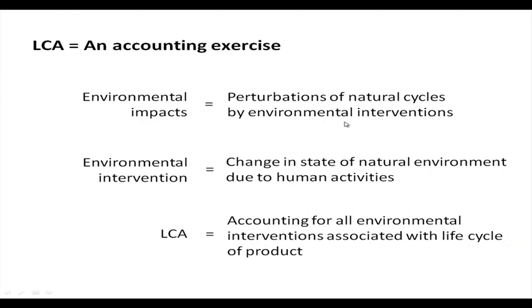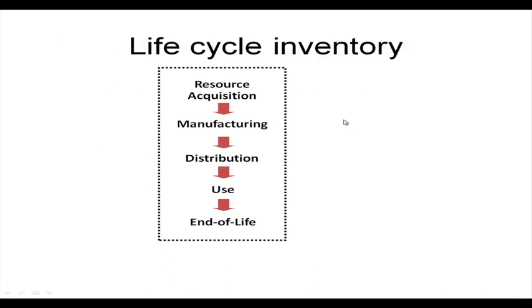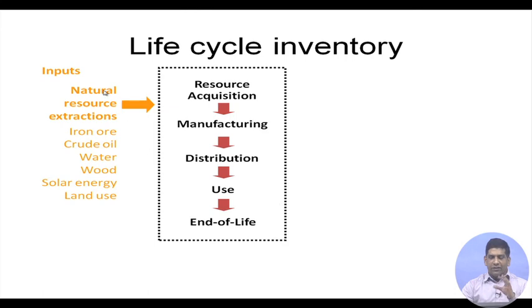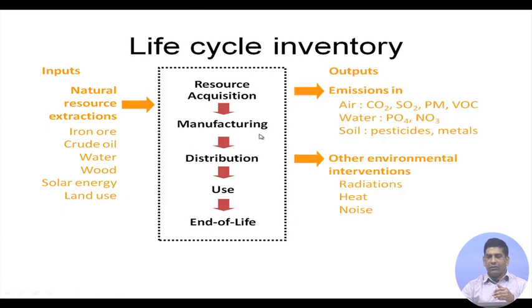That's why we first have to come up with this functional unit number. So this is the life cycle inventory: resource acquisition, manufacturing, distribution, use, end of life. We have certain inputs coming into the system, natural resource extraction: iron ore, crude oil, water, wood, solar energy, land use. Then you have your outputs, which are air emissions like carbon dioxide, SOx and NOx, particulate matter, VOCs, phosphate and nitrate in the water, pesticides and metals in the soil, and then other environmental impacts in terms of radiation, heat and noise.